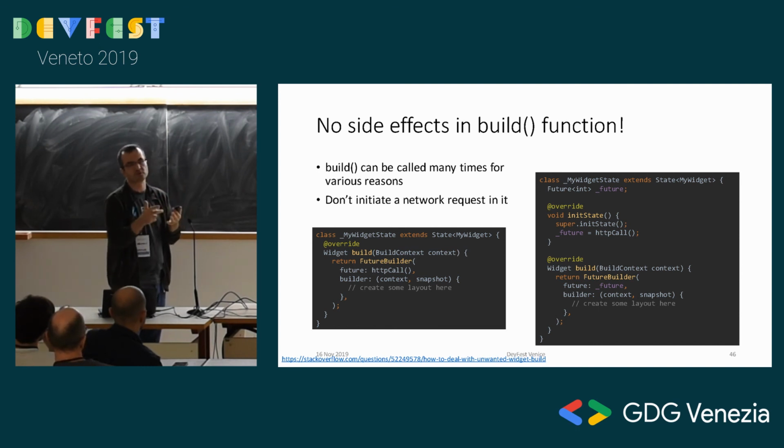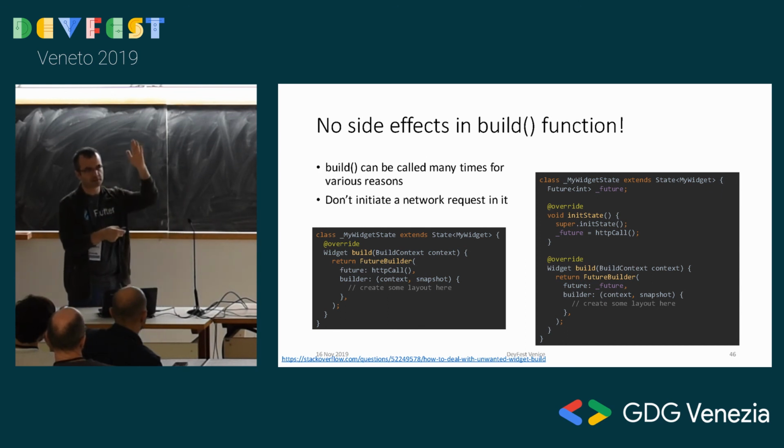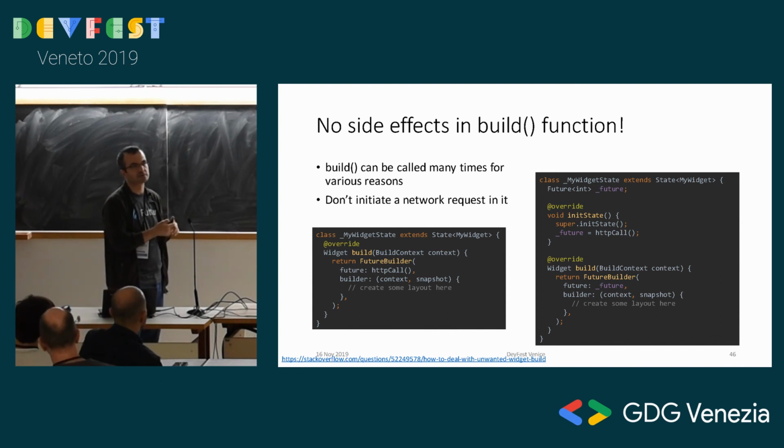Who knows what, you switch between apps, one more call to your server. Something pops up, one more call to your server, right? This is an easy way to get your bills stacked up in your cloud side. So you shouldn't be doing this, because this is creating an HTTP call as a side effect in your build function. It's not supposed to be happening.